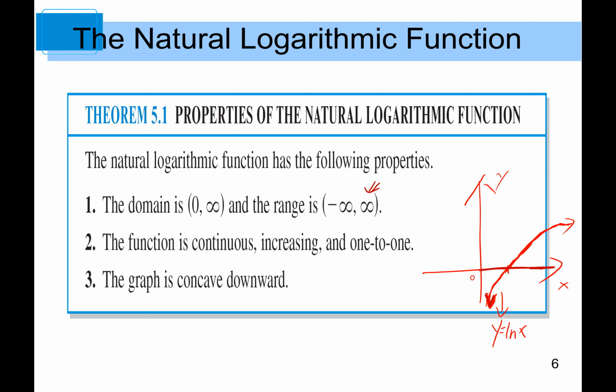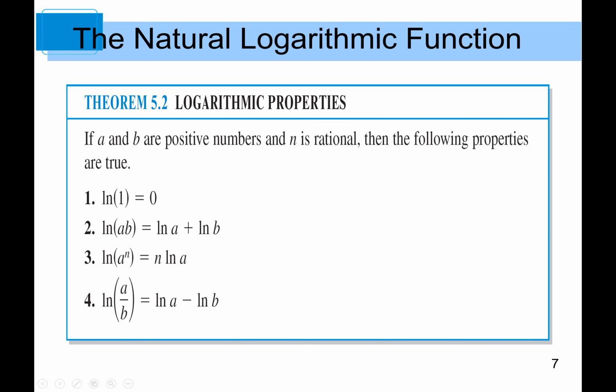And when you look at the function itself, it's continuous everywhere. There's no gap, no jump, no breaks. And it's increasing from left to right. Okay. And also it's a one-to-one relationship. If we draw a vertical line, there's only one intercept. As well, the graph is concaving downward. So those are some basic properties of the natural logarithmic function.